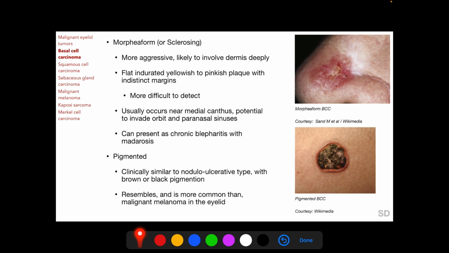Morphiform BCC can also present as chronic blepharitis with madarosis, which can also be seen in sebaceous gland carcinoma, as we will be discussing in the next session. Pigmented BCC is clinically similar to the nodulo-ulcerative type of BCC with brown or black pigmentation. It resembles a malignant melanoma of the eyelid, but is more common than a malignant melanoma in the eyelid.